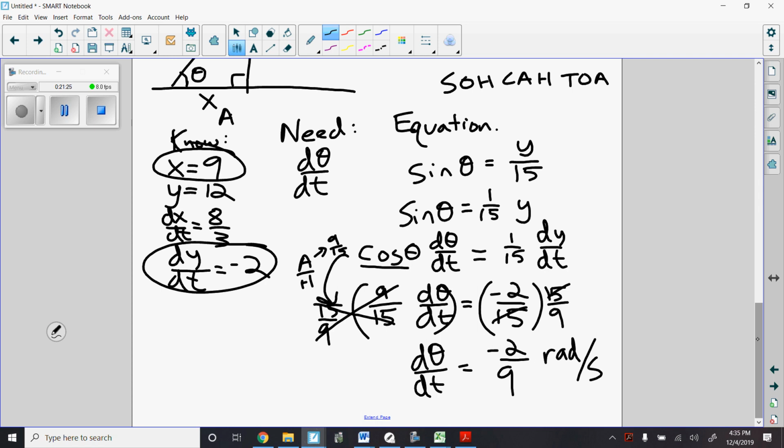Now, does it make sense that d theta dt is a negative number? Well, it should, because that angle is going to be getting smaller over time.